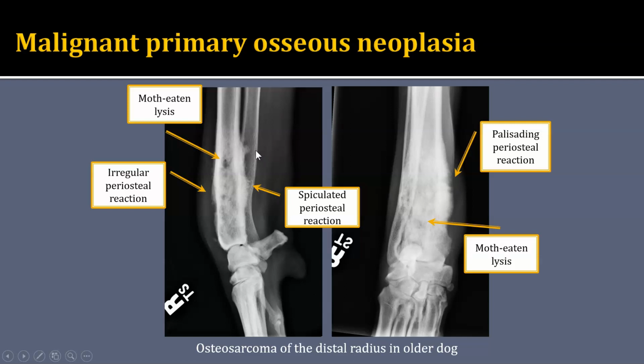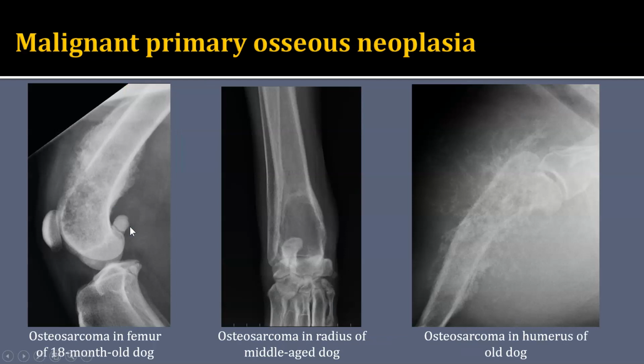Notice I forgot to point out on the other one that this is an indistinct or long zone of transition. Remember that indistinct zone of transition means that going from normal, it gradually gets worse and worse. So it's not distinct between normal and abnormal. So this lesion here has a lot of signs of aggressiveness in all four of the things that we could assess.